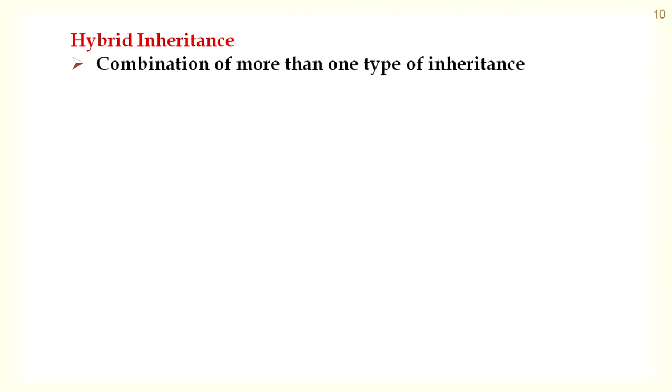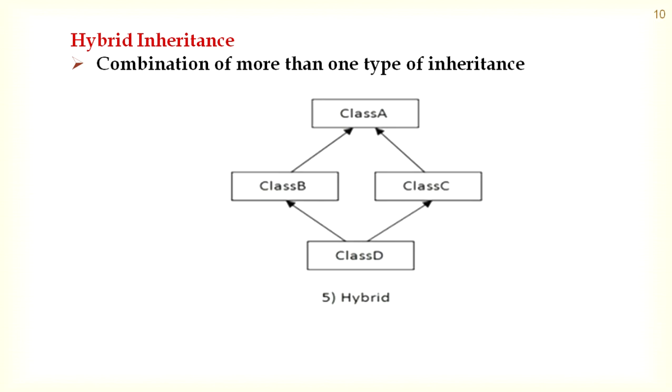Hybrid inheritance is a combination of more than one type of inheritance. Here class A is the base class. It has two child classes, class B as well as class C, and class D has two parent classes: class B is also a parent class and class C is also a parent class. Class D acquires the properties of class B, class C and class A.